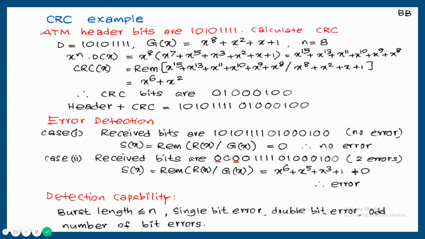So what is the detection capability of CRC? Detection capability is written in terms of burst length. A burst length less than or equal to n can be detected. The meaning of burst length is the total number of bits from the first error to the last error. In this case, burst length is equal to 3. First error is here, second error is here. So from here to here, how many bits are there in total? 3 bits. So burst length is equal to 3.